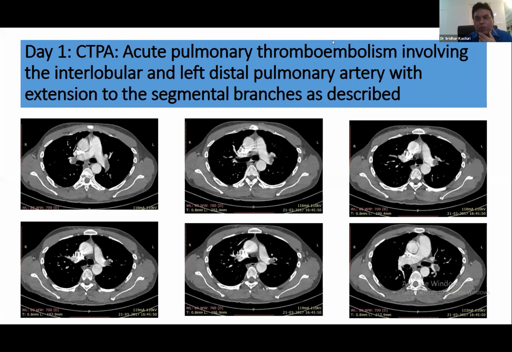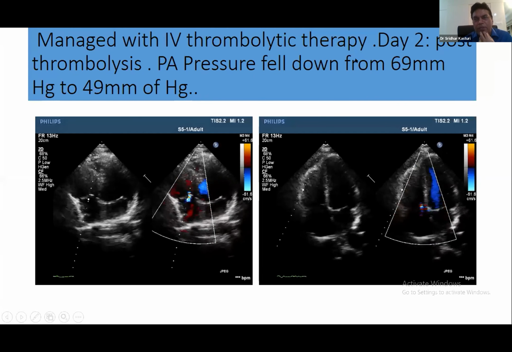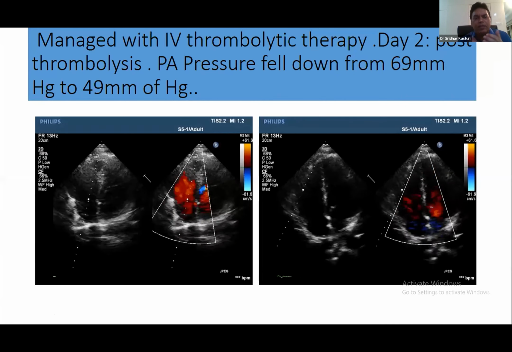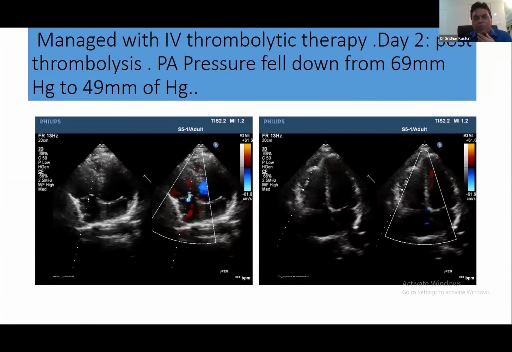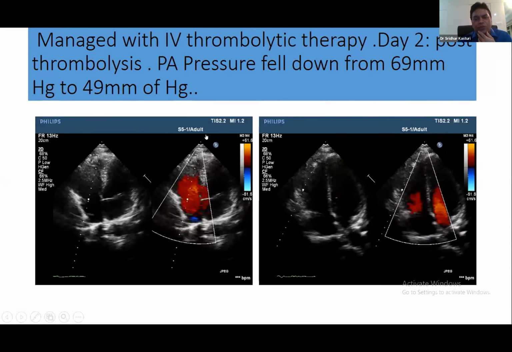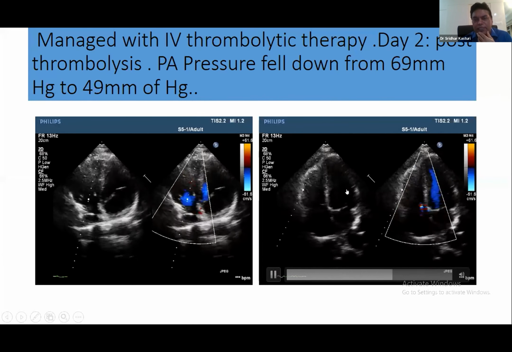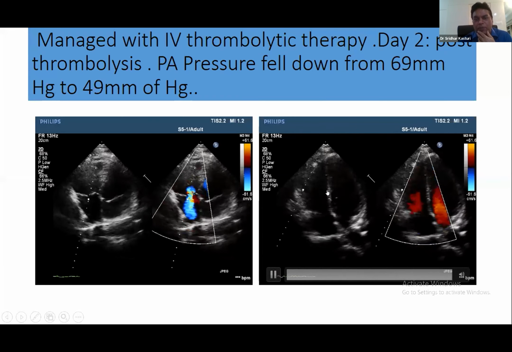And this is the acute pulmonary thrombosis involving the interlobar and left distal pulmonary artery with extension into the segmental branches. You can see clearly bilateral pulmonary artery thrombi on both sides. This was managed with IV thrombolytic therapy. Day 2 post-thrombolysis, you can see very immediate, obvious results. PA pressure fell from 69 to 49, so 10 millimeters of mercury, and you see the right ventricle size is almost becoming normal compared to the LV.